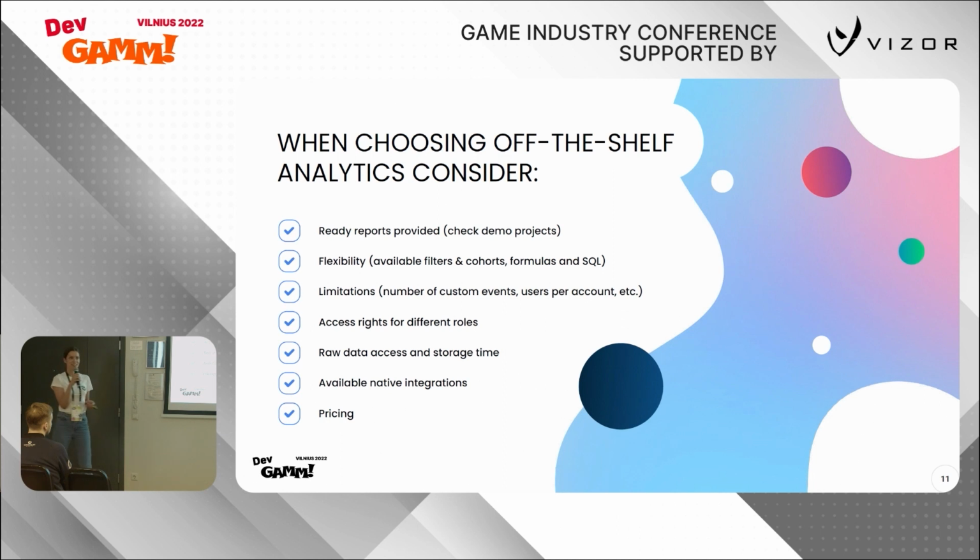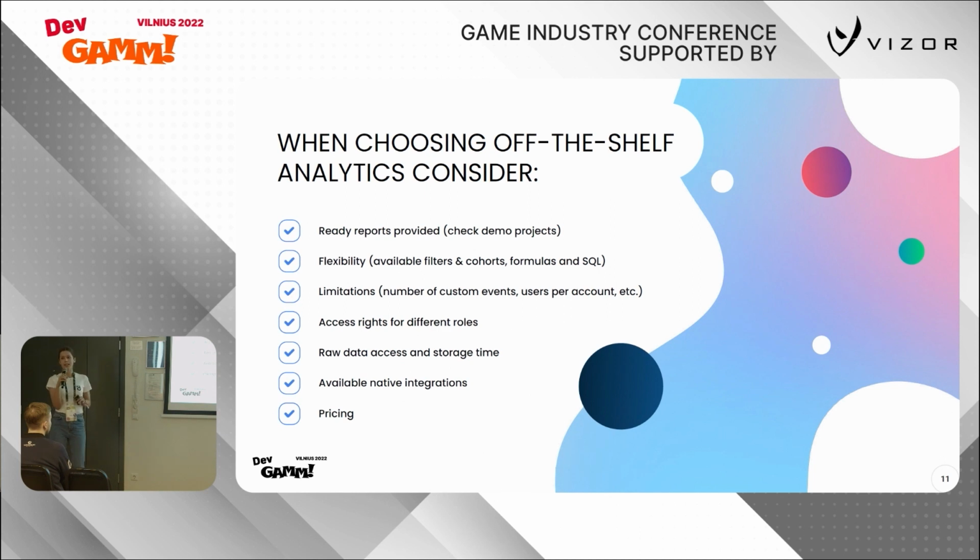Secondly, flexibility. Of course, check if all the filters or cohorts that you would need to be working with are available. Also, if there is SQL, if there are formulas that allow you to build custom metrics. Very importantly, check limitations. That's really key stuff, because the systems may have limitations on the number of custom events, on the number of parameters, on the number of users that may use the system, so check this thoroughly.